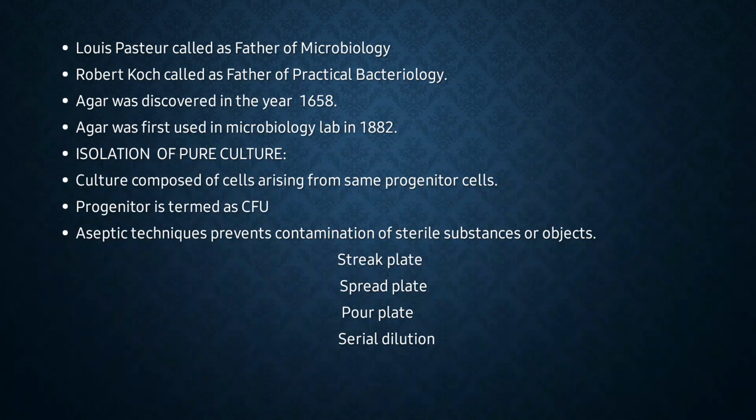So how is this isolation of pure culture done? Culture composed of cells arising from the same progenitor cell. Progenitor is termed as CFU, that is colony forming unit. Aseptic techniques prevent contamination of sterile substances or objects. So what are the four types of aseptic techniques: streak plate method, spread plate method, pour plate, and serial dilution method.